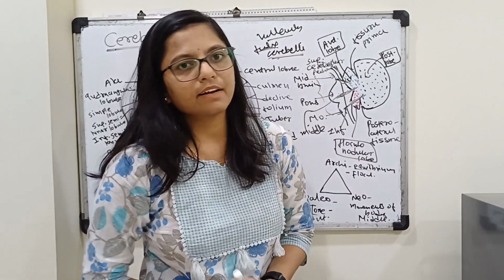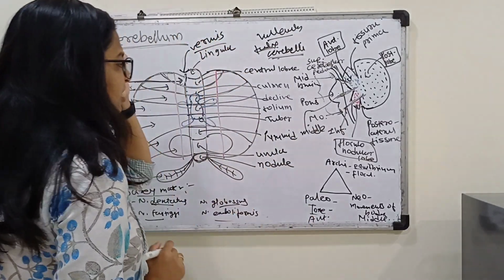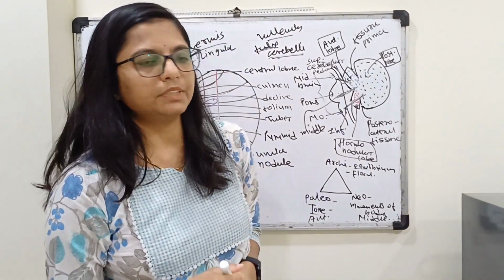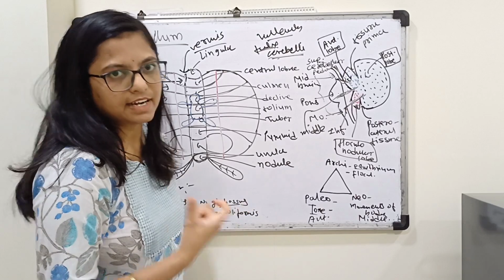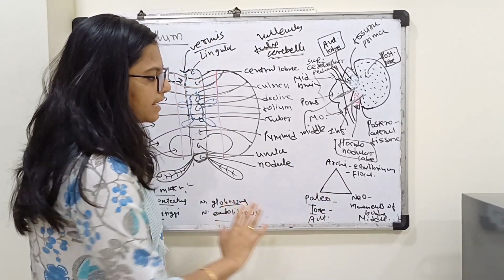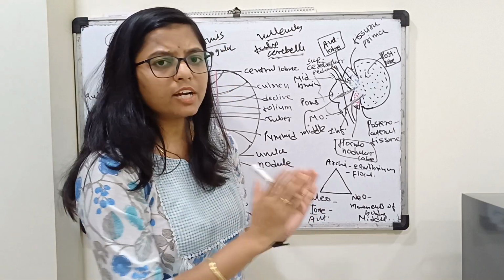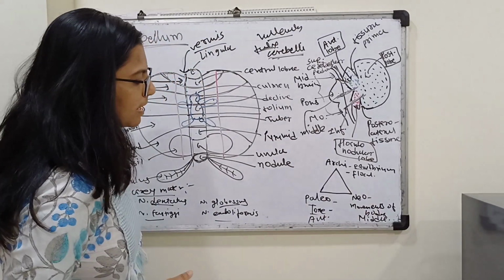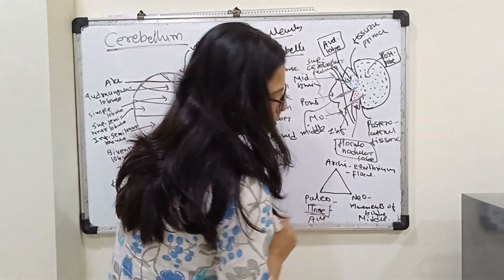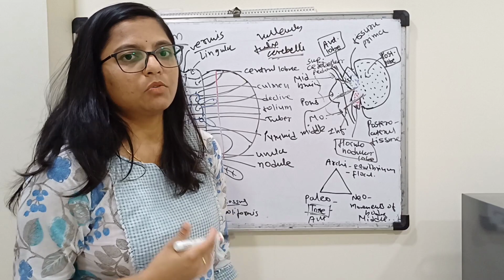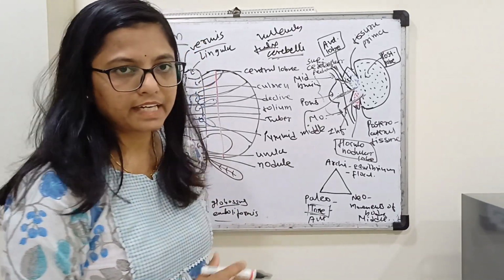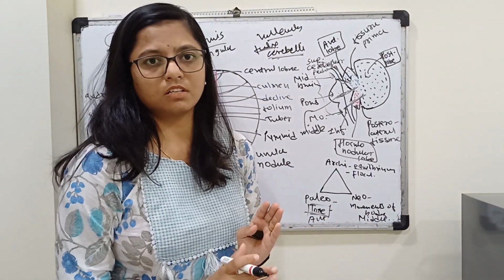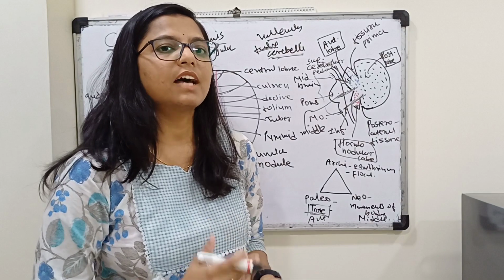Now what is the applied anatomy of the cerebellum? First is the nystagmus, that means involuntary movements of the eye. Then ataxia, gait ataxia. We know the cerebellum is related with the accurate movements of the body, but if there are lesions in the anterior lobe, it is related with the tone and posture. So there is a problem in the gait, gait ataxia. Then alcoholic gait: the person cannot walk in a straight line.